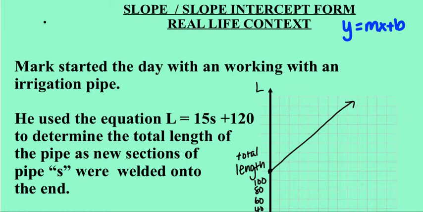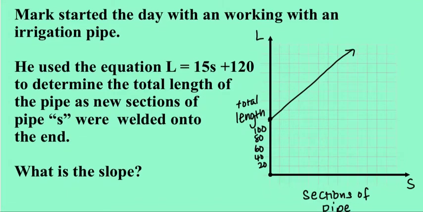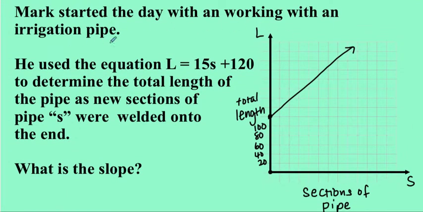So here's a really good example. Mark started the day working with an irrigation pipe. He used the equation L equals 15s plus 120 to determine the total length of the pipe as new sections of pipe S were welded onto the end. So you can notice, number one, that they're giving us some information, and I'm hoping that you see it is kind of in that form, y equals mx plus b. So L is the total length of the pipes, which they told us, and S is the number of new sections of pipe. So I actually graphed this.